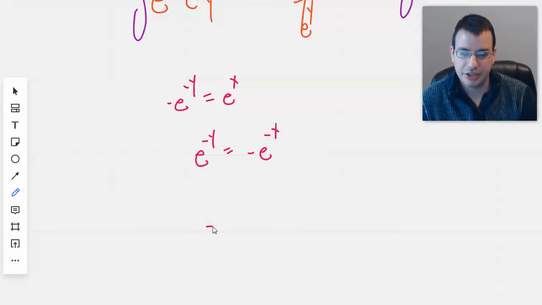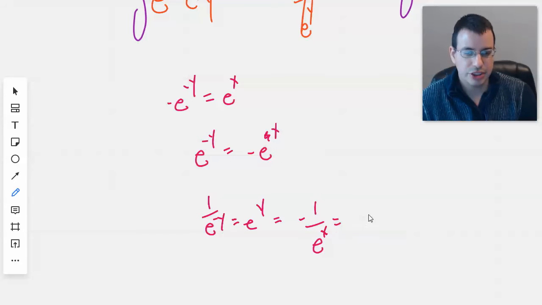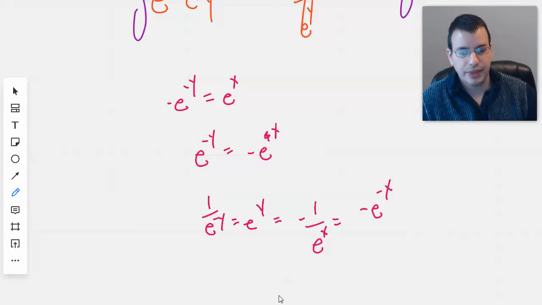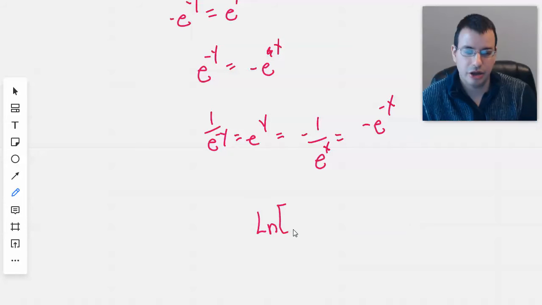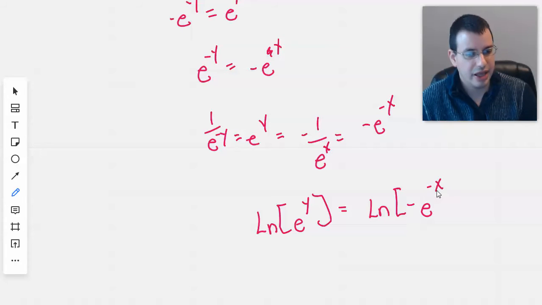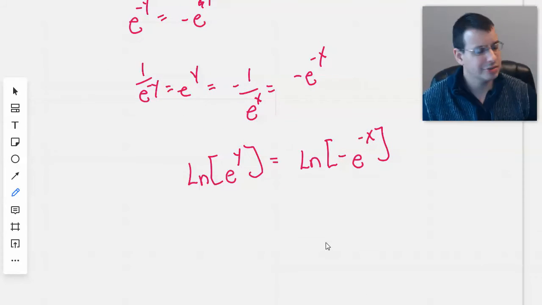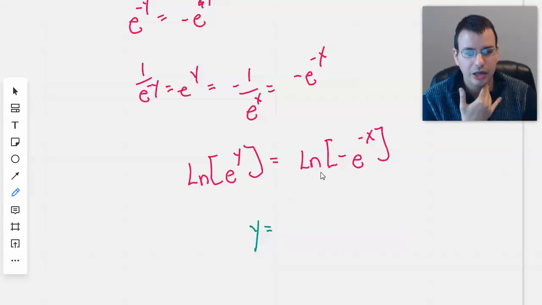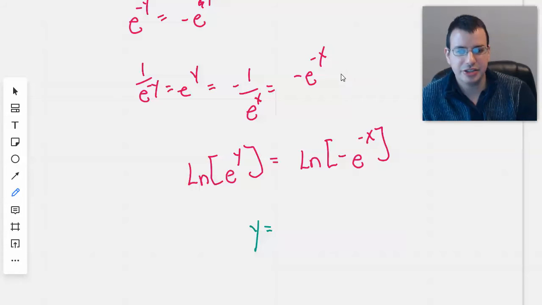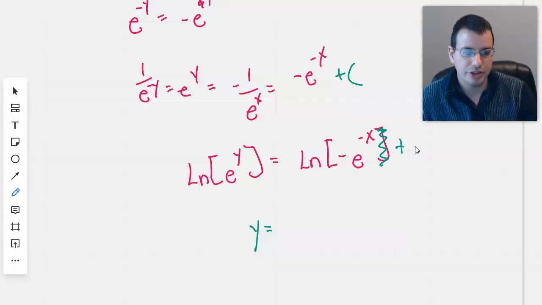We'll do 1 over both sides. So 1 over e to the negative y equals e to the y, which equals negative 1 over e to the x, which equals negative e to the negative x. Taking the natural log of both sides, we have natural log of e to the y equals natural log of negative e to the negative x. I have to be careful because when I write quickly, sometimes my x's and y's look the same, which completely defeats the purpose of having separate x and y's. So we have y equals natural log. Ooh, I think I forgot a constant. I forgot a constant. Outrageous. Plus c, and then that's within the natural log.